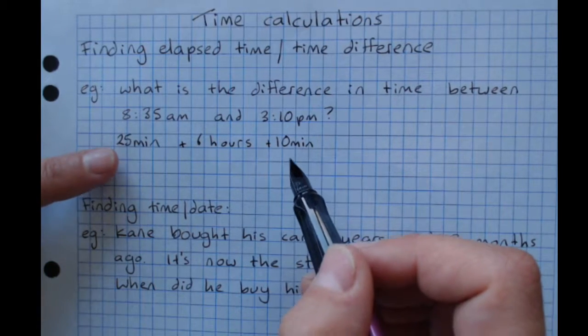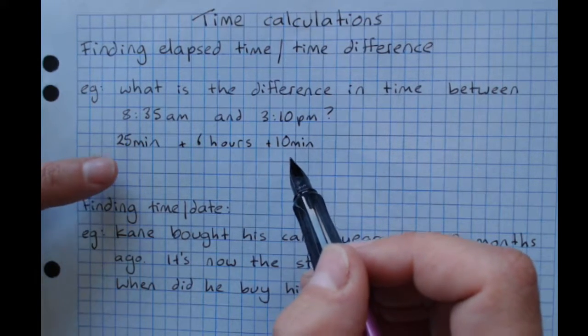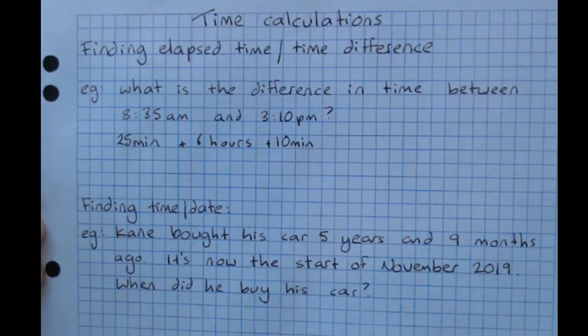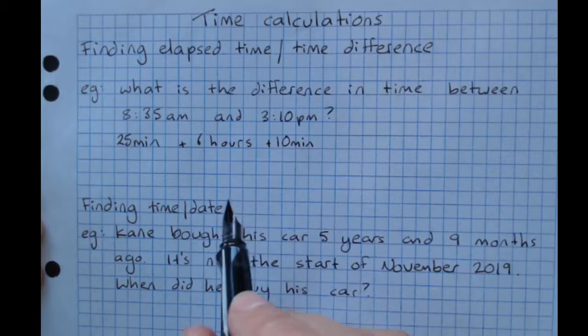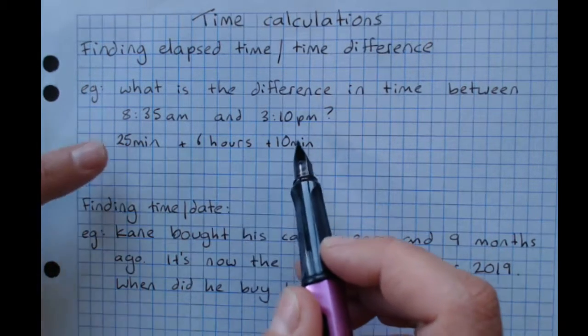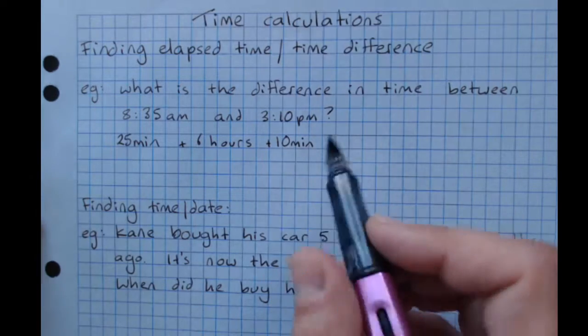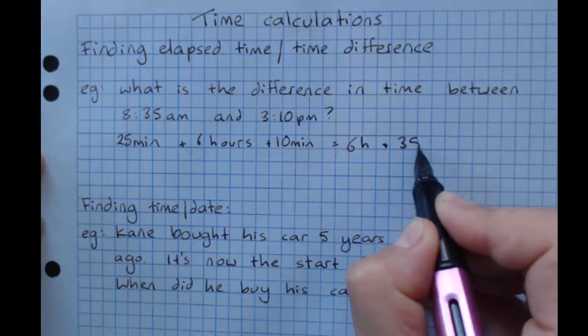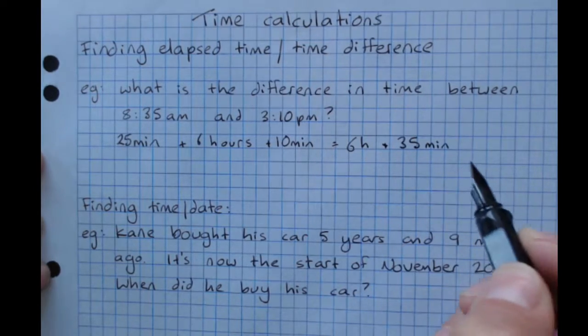Then we add up our minutes. Now, if our minutes came to more than 60, or 60 or more, oh, excuse the alarm there, then we'd have to change any of those chunks of 60s into hours, but they don't. They only come to 35 minutes. So that's 6 hours and 35 minutes.